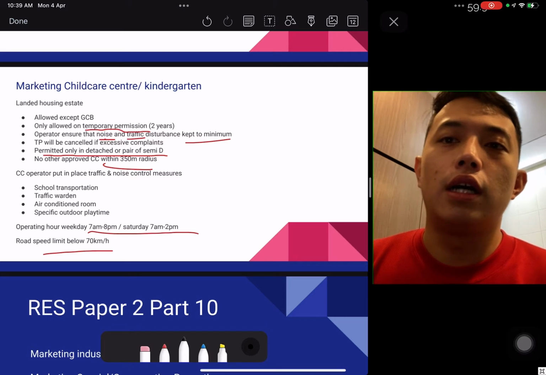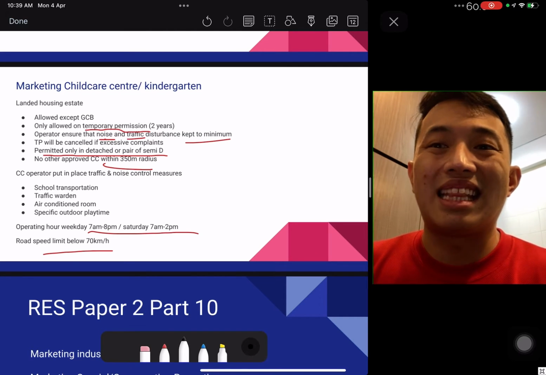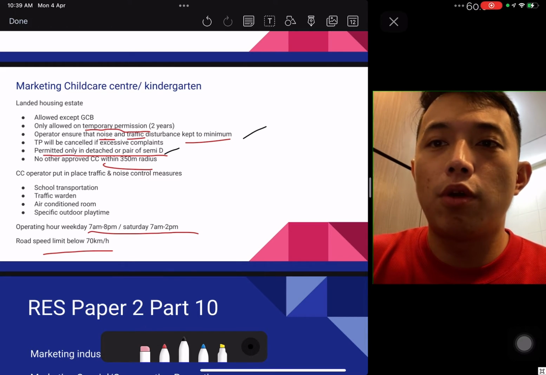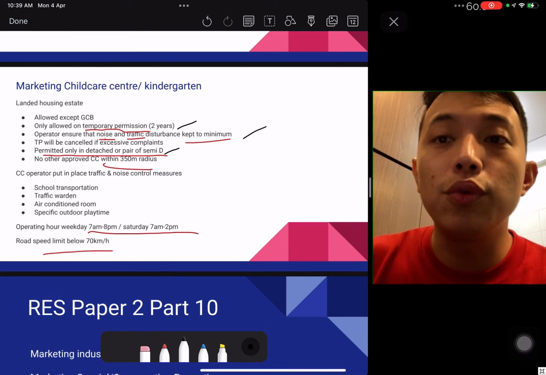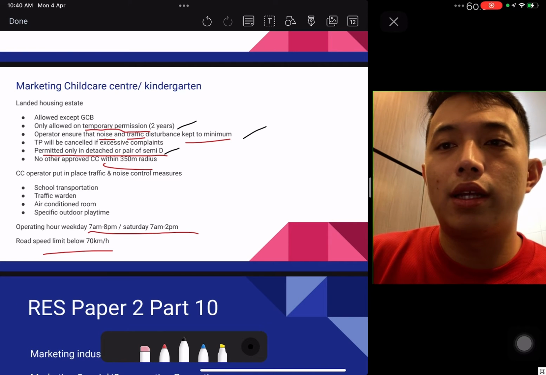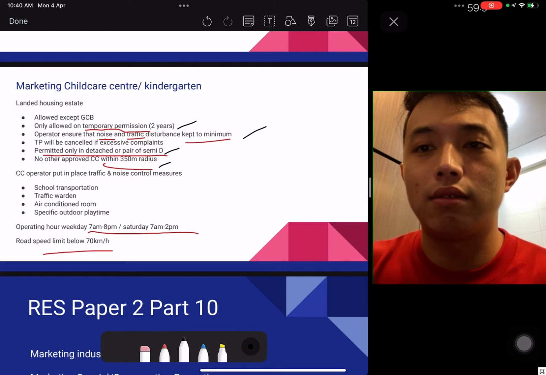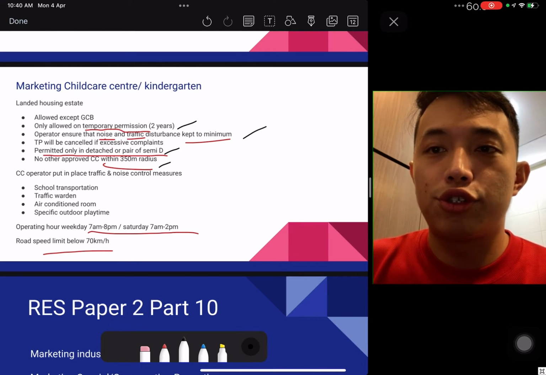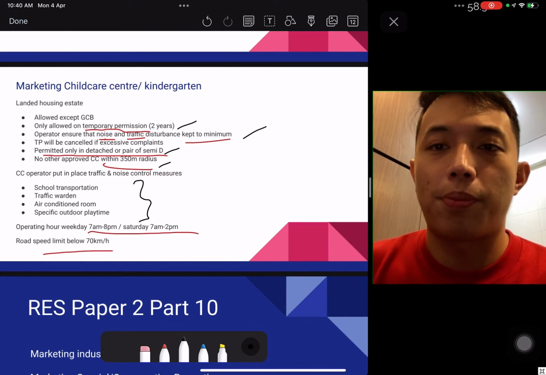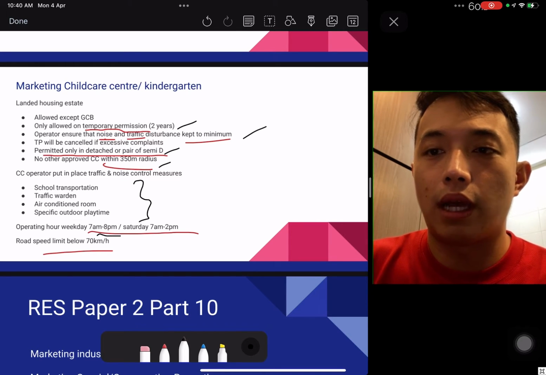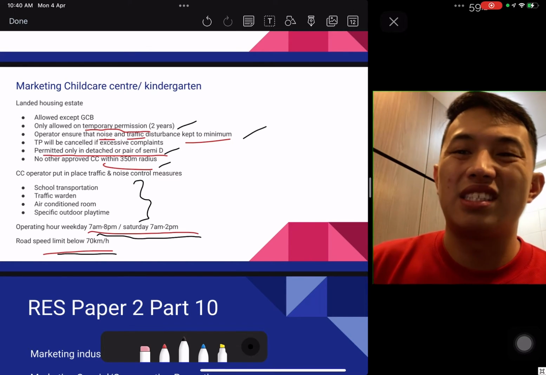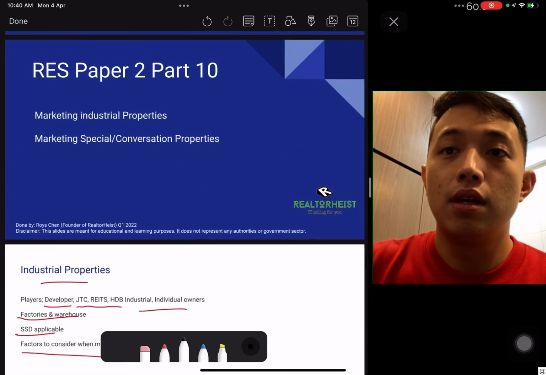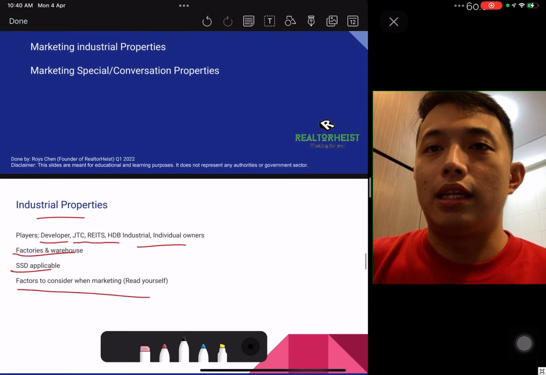So for child care center, it is only allowed under semi-D or detached. Minimum noise is based on a temporary permit of 2 years. No other child care center is within 350 meters of radius within the estate. There are controls by the CC operators and operating hours. The road speed limit must not be higher than 70 km per hour for the safety of the family and the kids. So marketing industrial property.